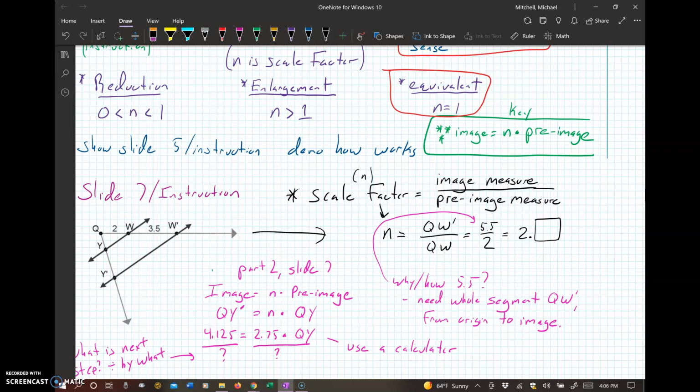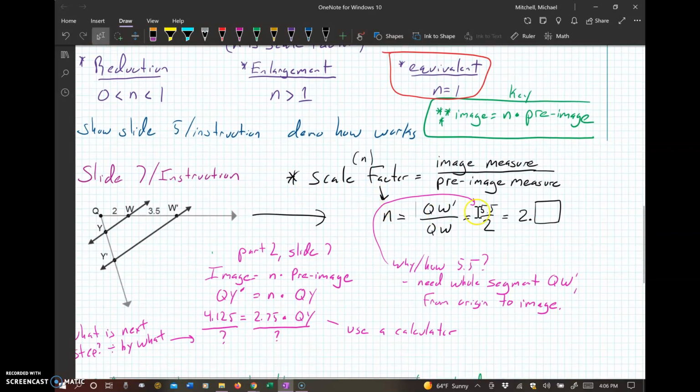Now, from slide 7, I brought in the diagram from slide 7. I'm not going to show it because it shows you the answer in it. I want to find my scale factor. So N equals QW prime, which is my image, over QW, which is my pre-image. Now notice I got 5.5 here. Notice how I got that. I need to use this whole segment QW prime, so I got to add that up on my own. 2 plus 3.5 gives me 5.5. Be careful with that. Please be careful with that.